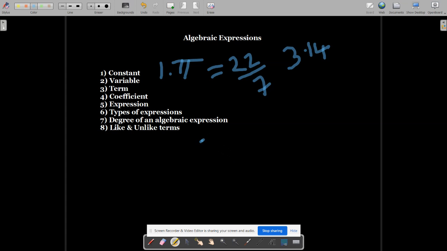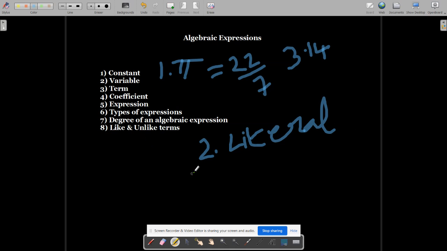Second one, variable. The quantity whose value can be changed is called variable. This variable is also called a literal. These are denoted with the English alphabet letters.